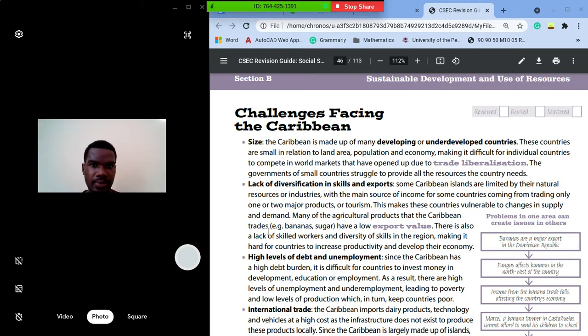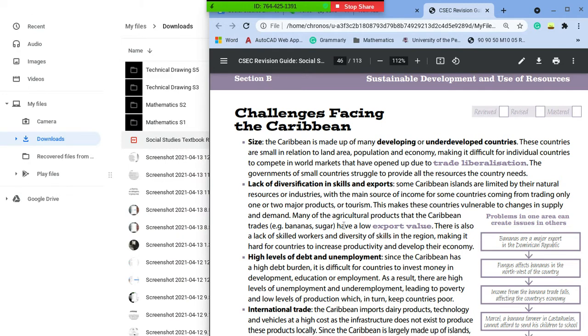Everybody understand that? Yes, sir. Right. So what I wanted to get from this section is that with the main source of income coming from trading only one or two major products, countries in the Caribbean are vulnerable in supply and demand. Many of the agricultural products that the Caribbean trades have a low export value. There's also a lack of skilled workers and diversity of skills in the region, making it hard for countries to increase productivity and develop.